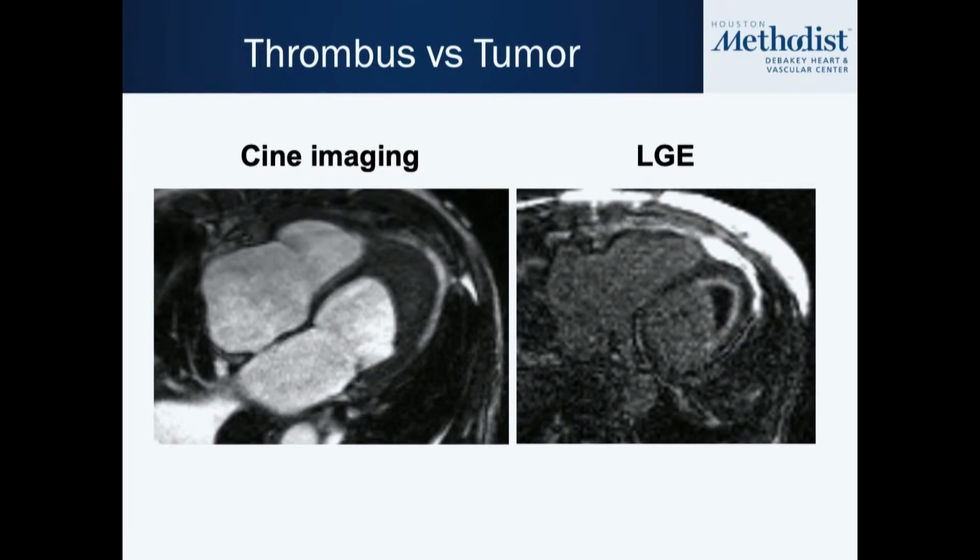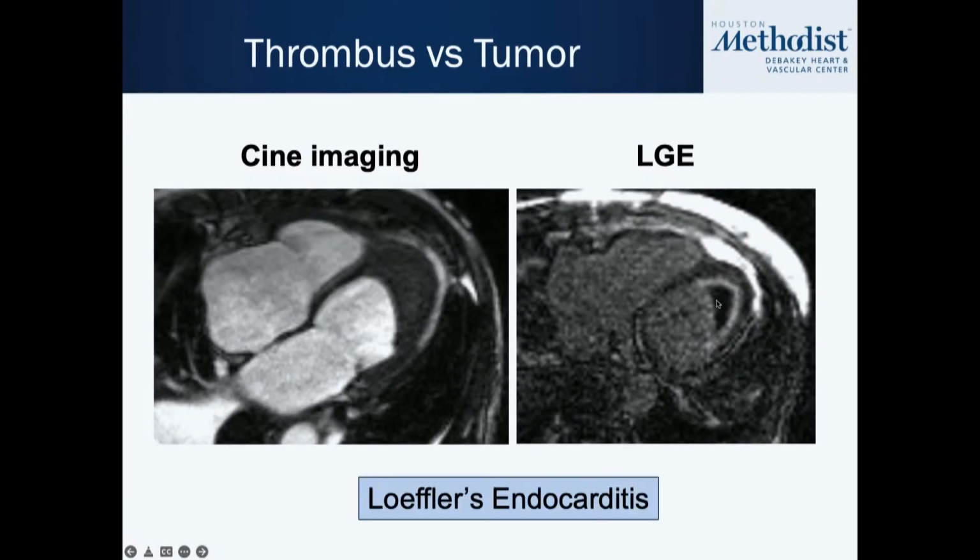And you can tell on the LGE on the right side how you have this rim of white around a dark center. And this is characteristic of the fibrothrombotic nature of Loeffler's endocarditis.